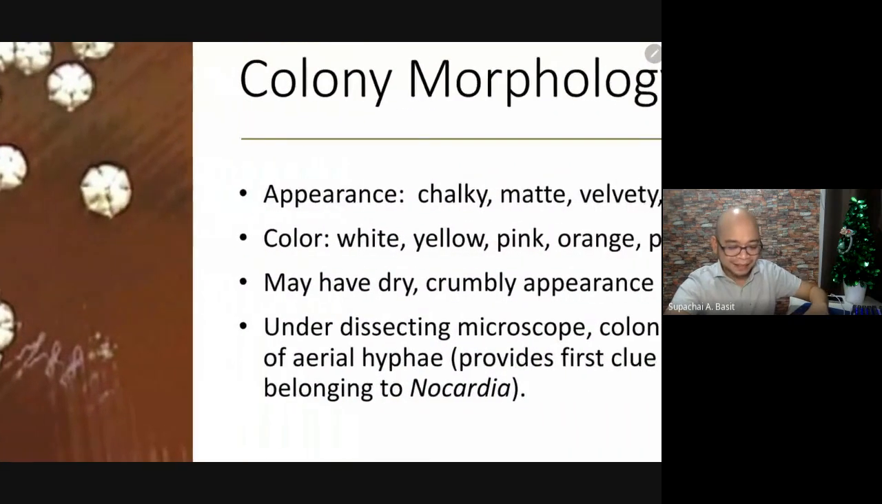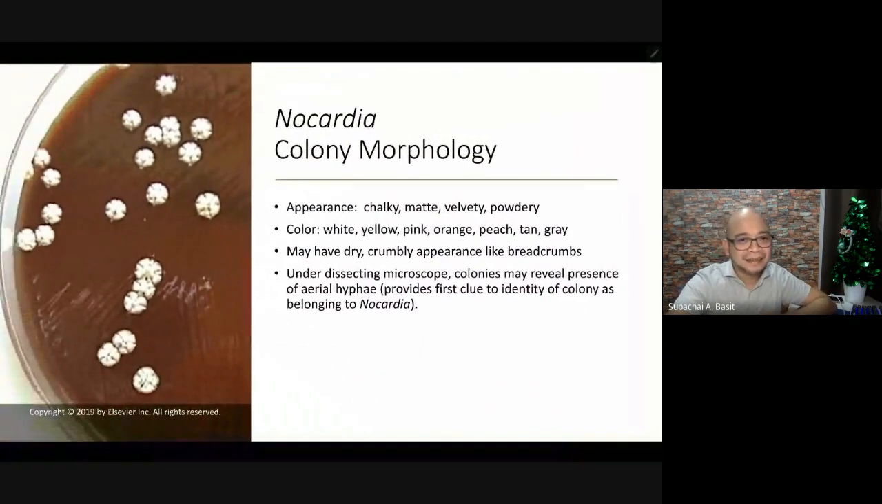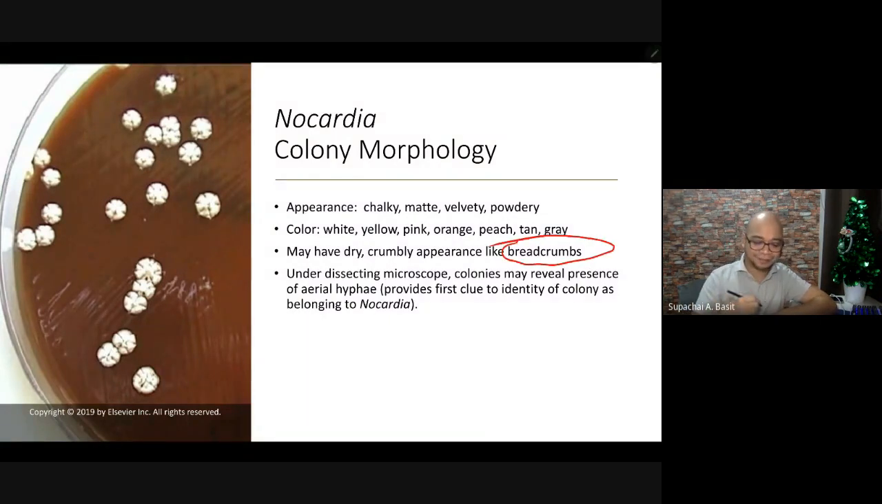Chalky, matte, velvety, and powdery, and the color is whitish, yellowish, pinkish, orange, pink, tan, and gray. They may have a dry, crumbly appearance. So, breadcrumb colonies. This is how they describe the colonies of Nocardia, breadcrumb colonies. And upon using the dissecting microscope, it may reveal the presence of aerial hyphae.